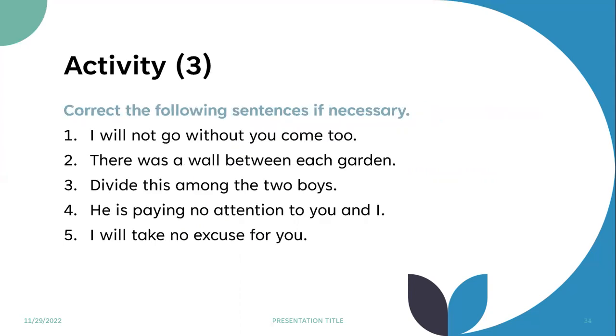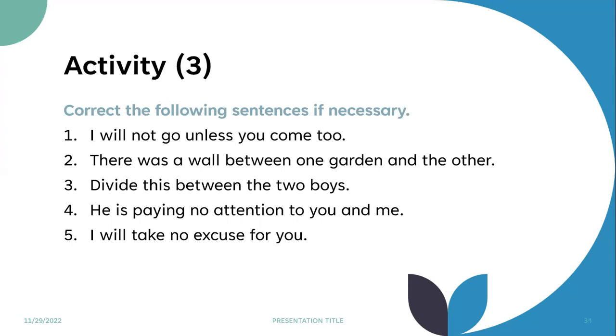Our third activity: correct the following sentences if necessary. I will not go without you come too. There was a wall between each garden. Divide this among the two boys. He's paying no attention to you and I will take no excuse for you. So we have, I will not go unless you come too. There was a wall between one garden and the other. Divide this between the two boys. He is paying no attention to you and me. And I will take no excuse for you.